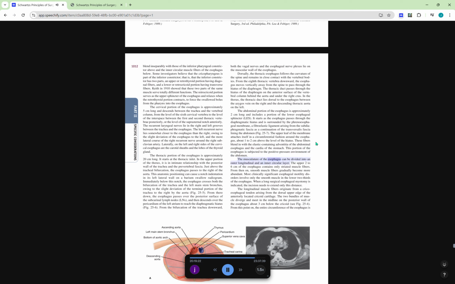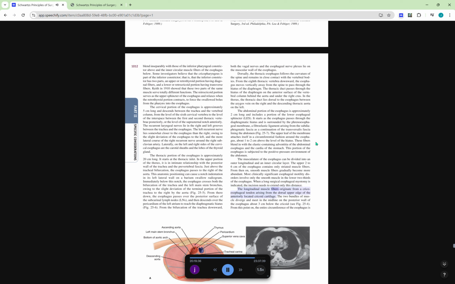The musculature of the esophagus can be divided into an outer longitudinal and an inner circular layer. The upper 2 to 6 centimeters of the esophagus contains only striated muscle fibers. From then on, smooth muscle fibers gradually become more abundant. Most clinically significant esophageal motility disorders involve only the smooth muscle in the lower 2/3 of the esophagus. When a long surgical esophageal myotomy is indicated, the incision needs to extend only this distance.